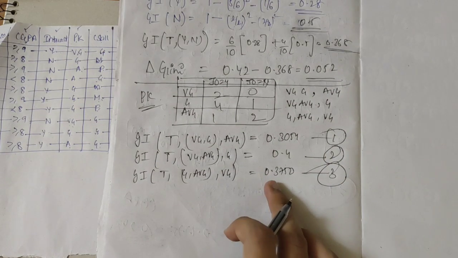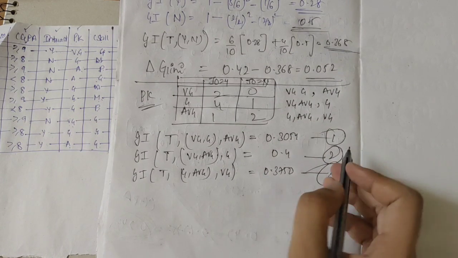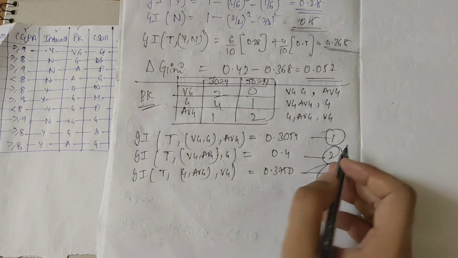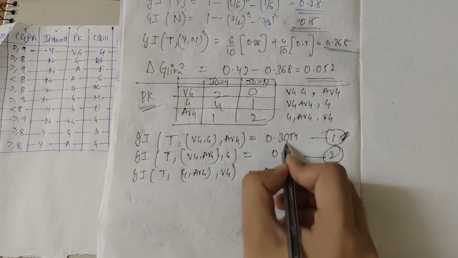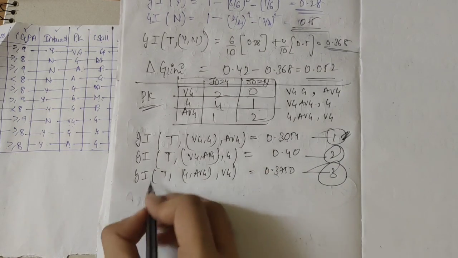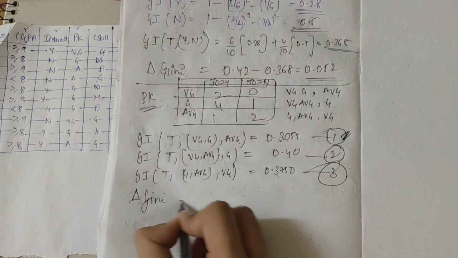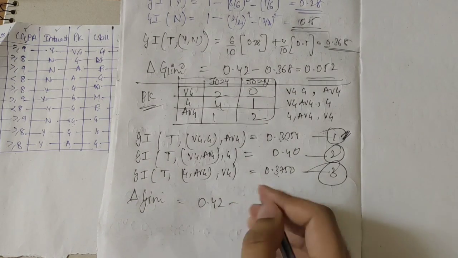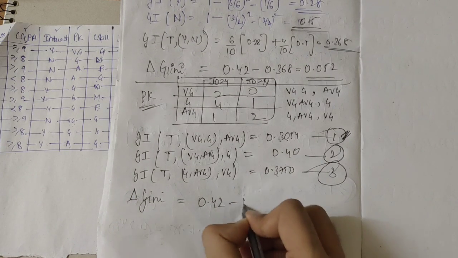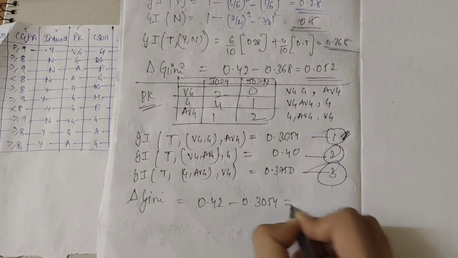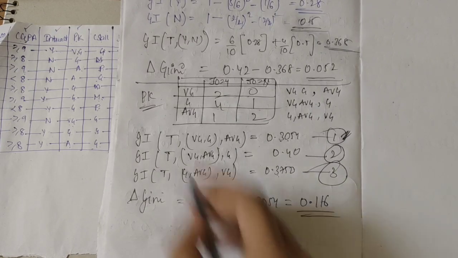Comparing these three, I can say that the best splitting one is the minimum one, that is the first, right? This is 0.30, this is 0.40, this is 0.37. So now I'll calculate the delta Gini, which is 0.42, the total Gini index, minus 0.3054, I would get 0.116. So I'm done with practical knowledge.